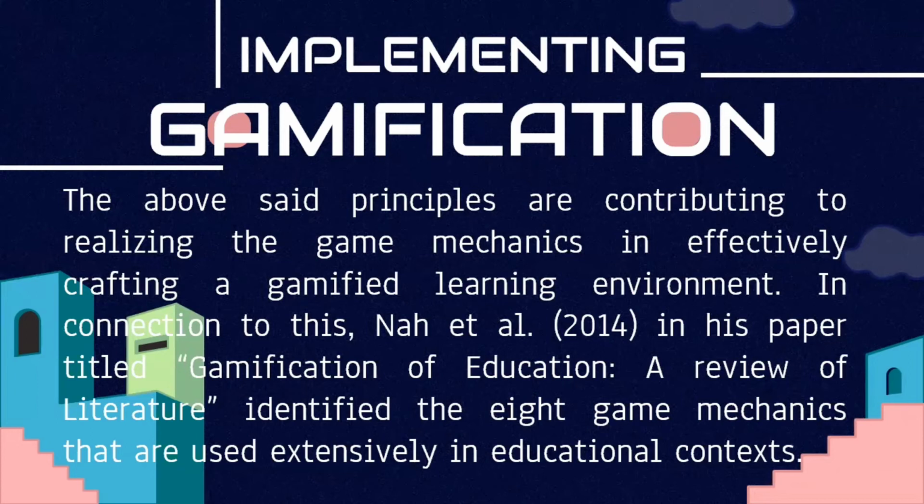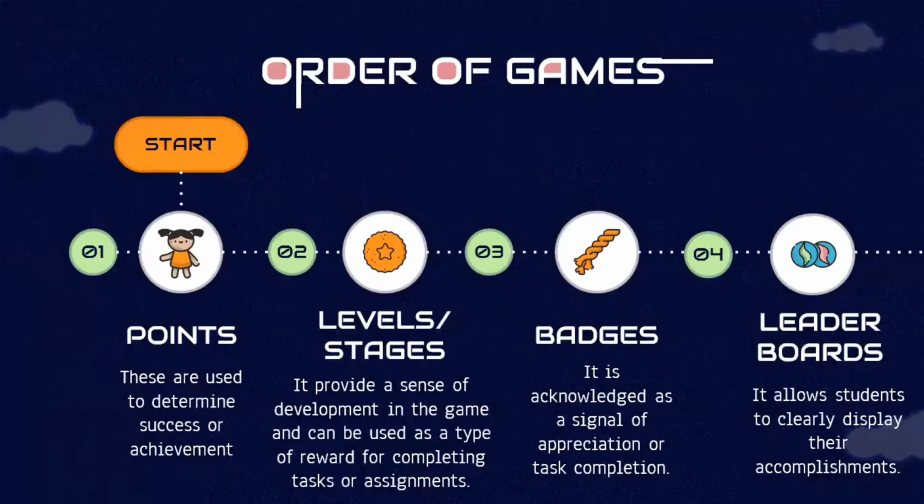In connection to this, Na et al., 2014, in his paper titled Gamification of Education: A Review of Literature, identified 8 game mechanics that are used extensively in educational context. So first, we have the points. These are used to determine success or achievement. Second, we have the levels and stages.